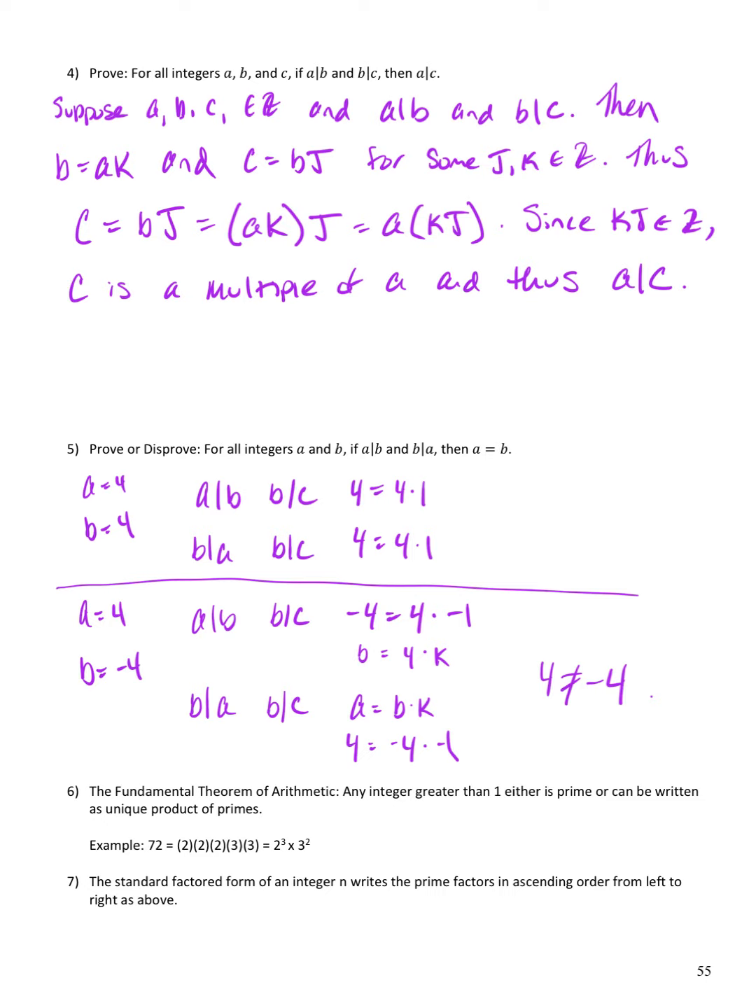And then the standard form of an integer n, when we write it in its prime factorization, is to write the factors in ascending order from left to right. So I did the 2's first, right? That's the smallest prime, and then I did the 3's. So ascending order, smallest prime to biggest prime. So 2 cubed times 3 squared. Either of these is considered standard form for a prime factorization.